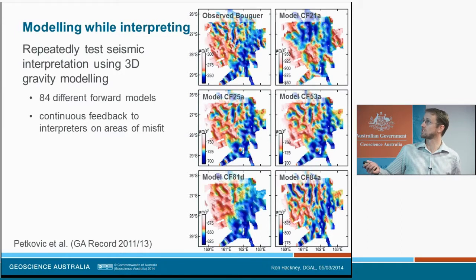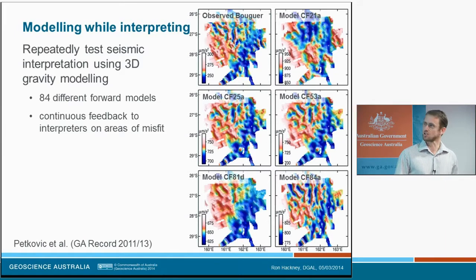This one, an early one for example, perhaps you can see it doesn't fit so well. So the interpretation gets revised, some of the properties are revised, and we ultimately end up with a computed gravity anomaly like this, which is reasonably similar to what's up here, and that is the one that's based on that final seismic interpretation.